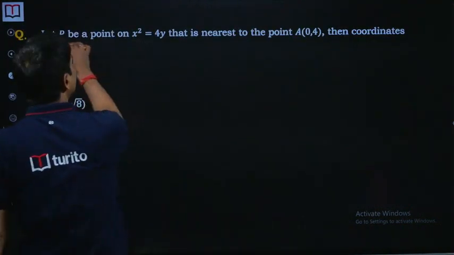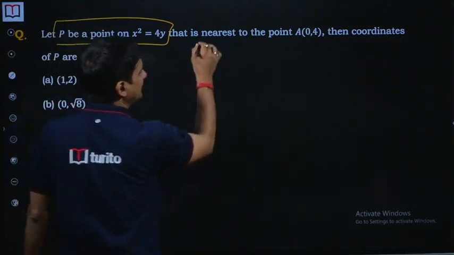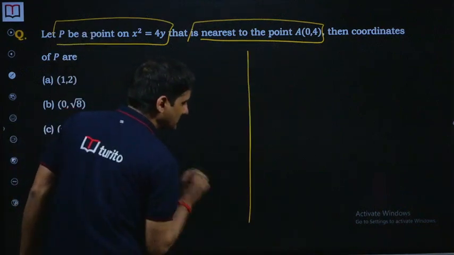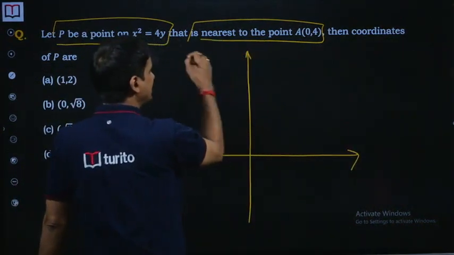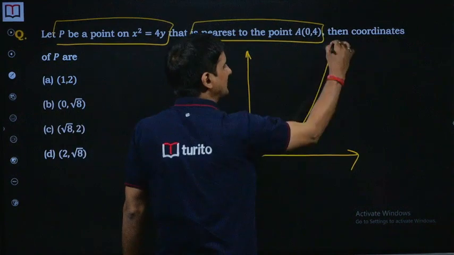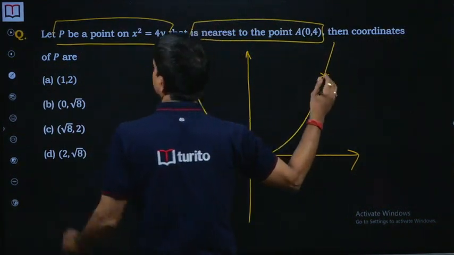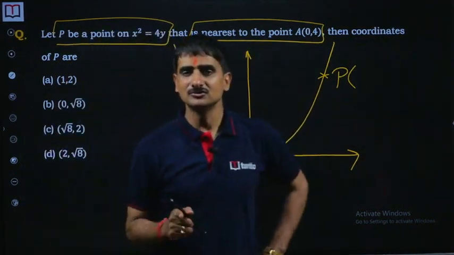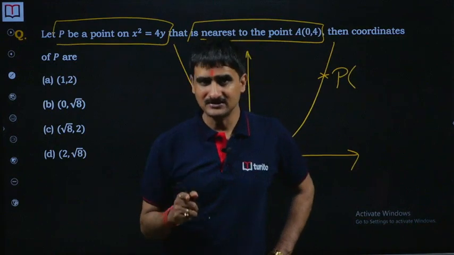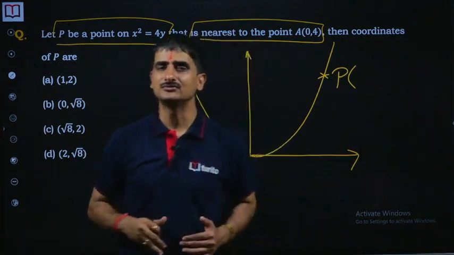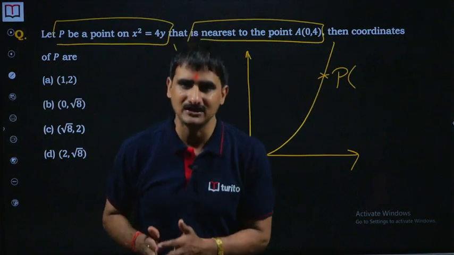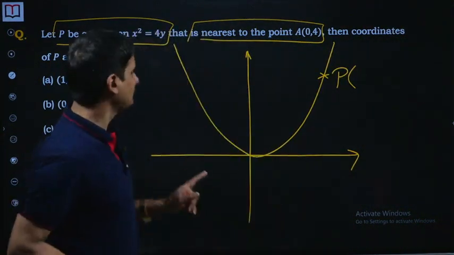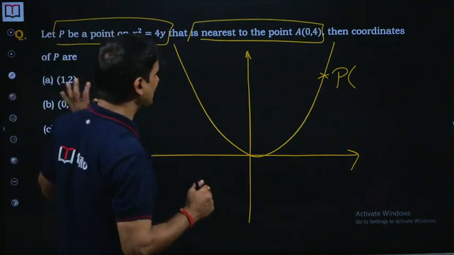Let P be a point on this parabola that is nearest to the point A(0, 4). Now that's a vertical parabola here, a standard vertical parabola. So let P be the point. We know the parametric form is an extremely useful form for the standard parabola. We don't use parametric form so commonly in ellipse and hyperbola, particularly myself, but in parabola I will say it's really an important one.